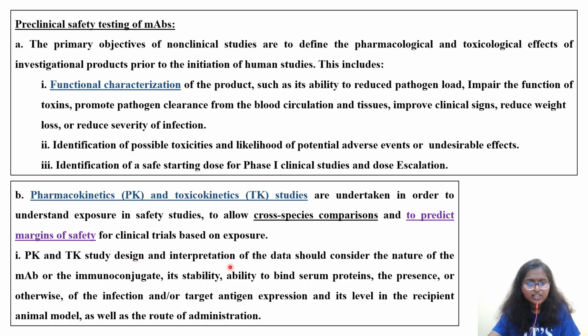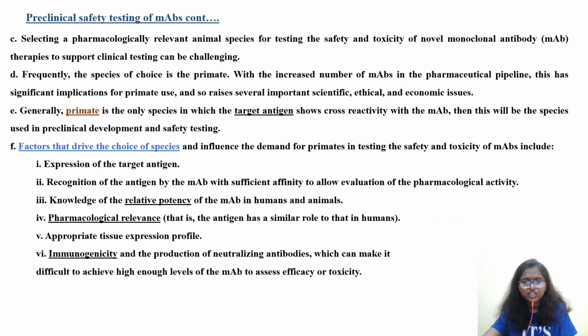PK/TK study design and interpretation of the data should consider the nature of the monoclonal antibody or the conjugate, its stability, ability to bind serum proteins, the presence or otherwise of the infection or target antigen expression, and its level in the recipient animal model, as well as the route of administration. So these are the important factors when you're doing PK/TK study design. So this was one of our options.